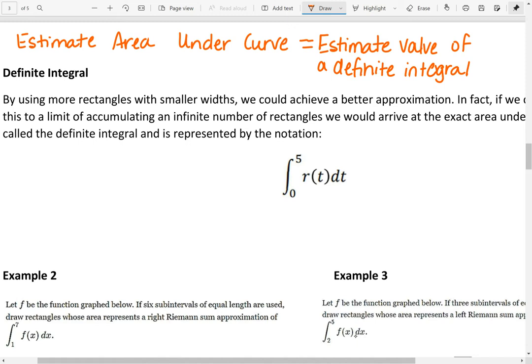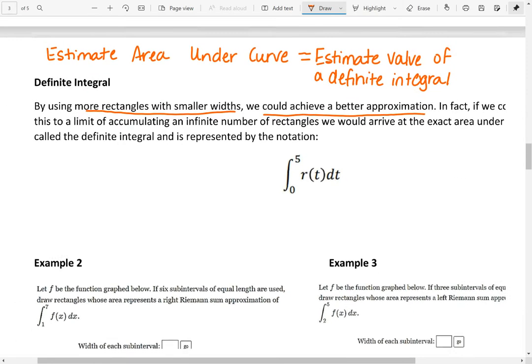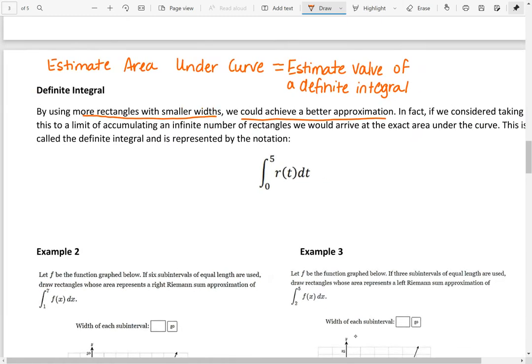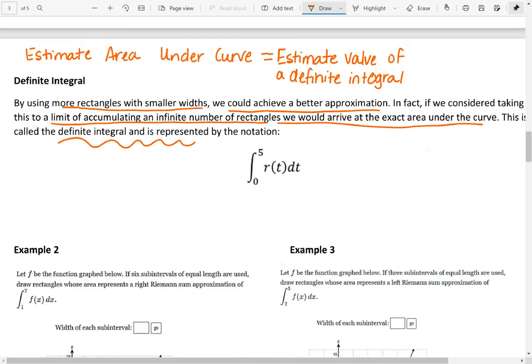If we take our rectangles and use more and more of them with smaller widths, we can get an even better approximation. In fact, we could have infinitely many rectangles under there. If we consider taking a limit of accumulating infinite rectangles, we arrive at the exact area under the curve. The exact area under the curve is called the definite integral, and here's the notation for that.